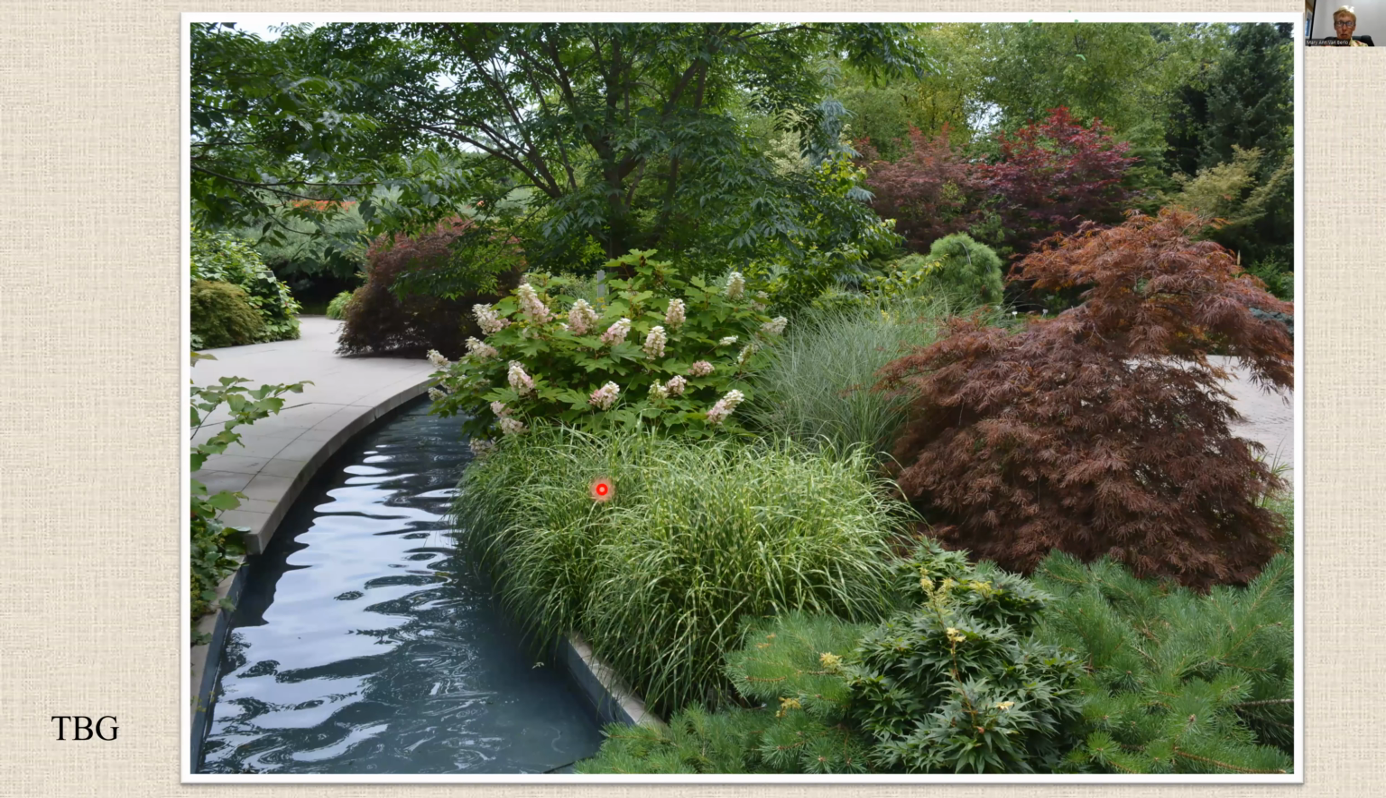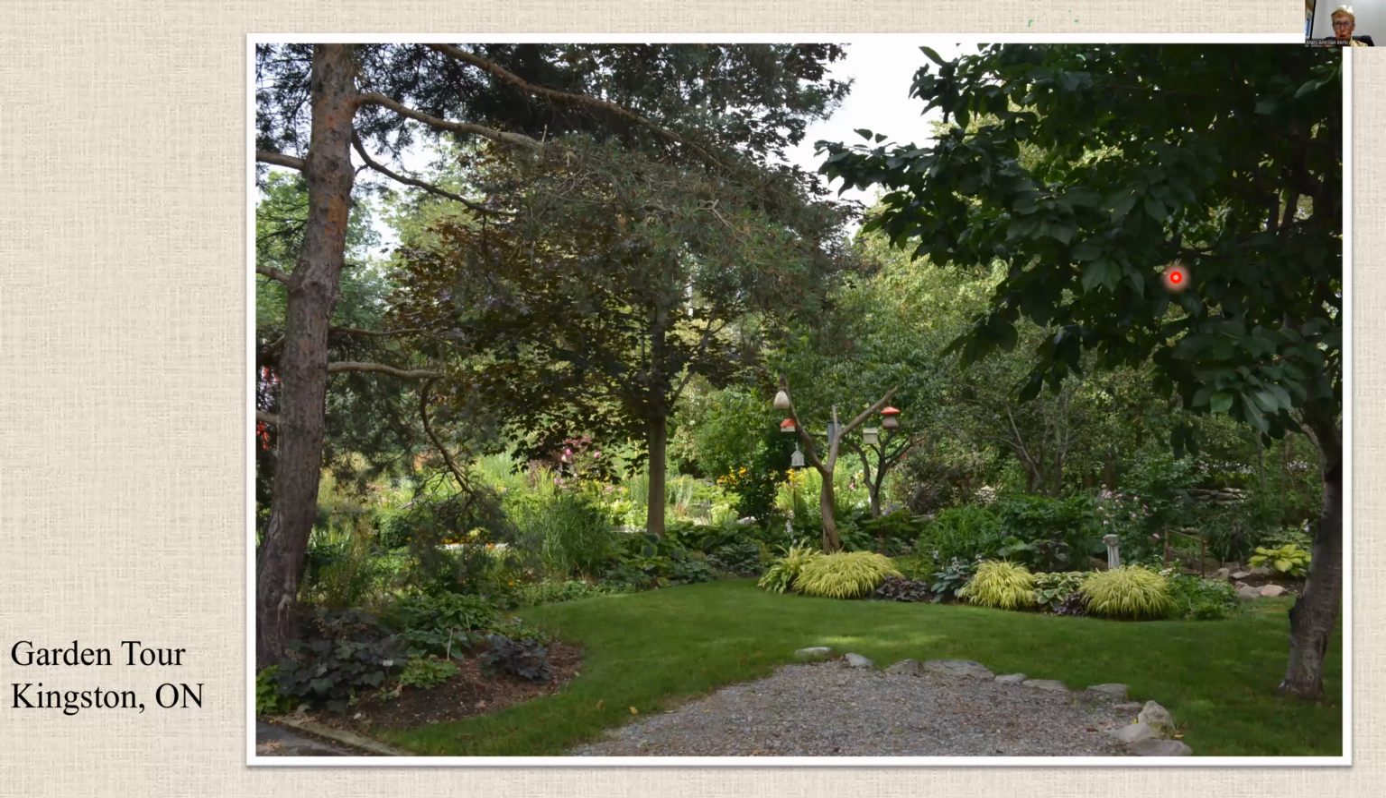This is the Toronto Botanical Garden, a continuation of that same garden with that same stream running through it. More Japanese maple, hydrangea, some grasses and other Japanese maple. But this is more what we're dealing with, just our small backyards.